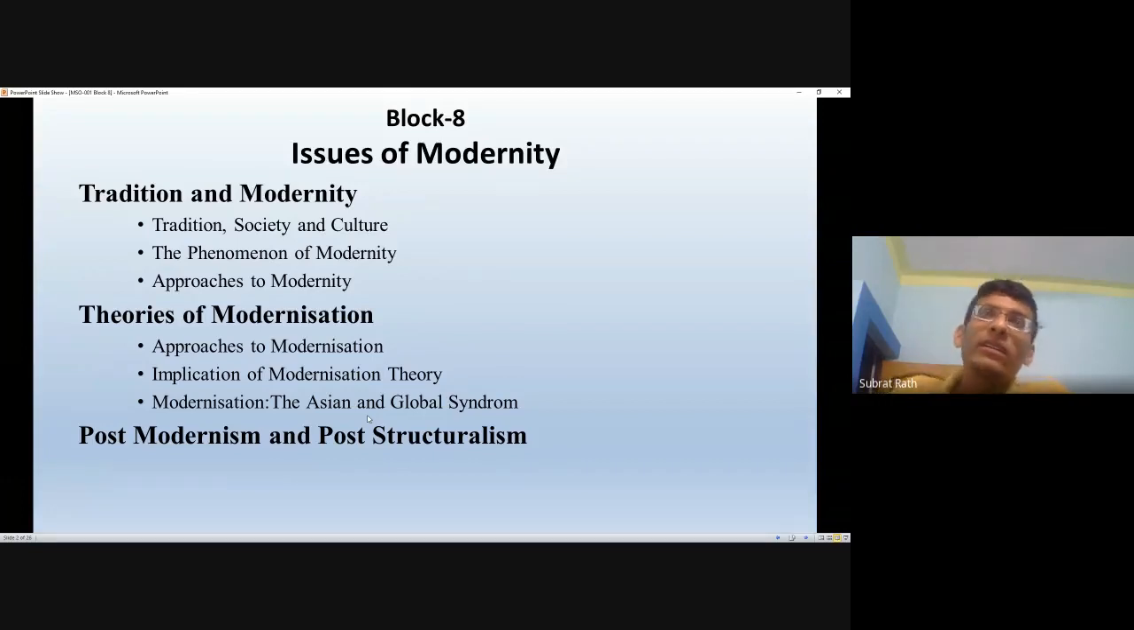In the second part, I will talk about the theories of modernization, how the process of modernity actually happens. That process, or the way modernization is taking place, we need to understand various aspects of the term or the concept linked to it. So, here we will discuss some theoretical aspects of modernization, and I will try to give some examples in the Indian context.